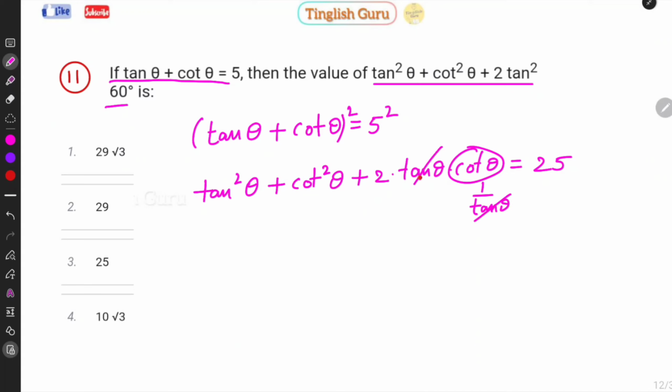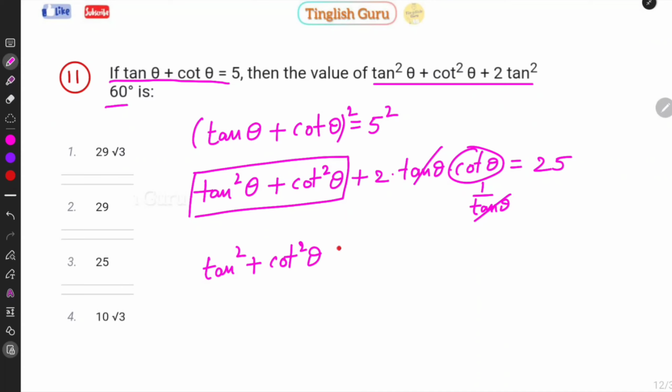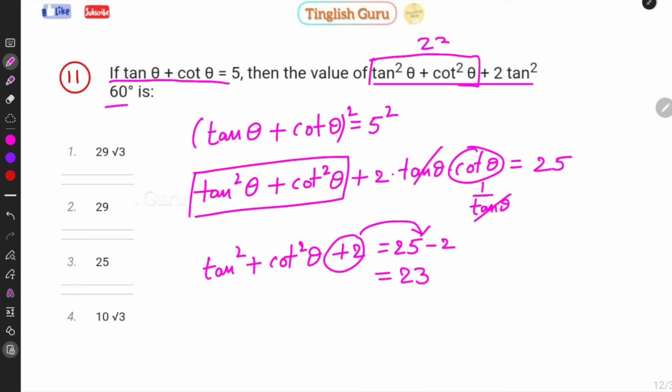Therefore, this and this will get cancelled, and finally we will get tan square theta plus cot square theta plus 2 is equal to 25. That means sending this 2 to this side, we will get 25 minus 2, that is equal to 23. So, tan square theta plus cot square theta value we got is 23.